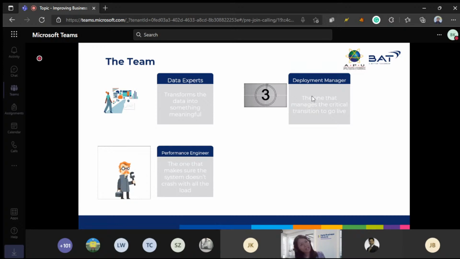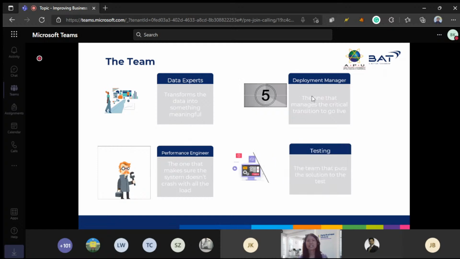Does the deployment manager need to know SAP? Not necessarily. The person probably has to be a bit more well versed in controls, but knowing some SAP is a good to have.